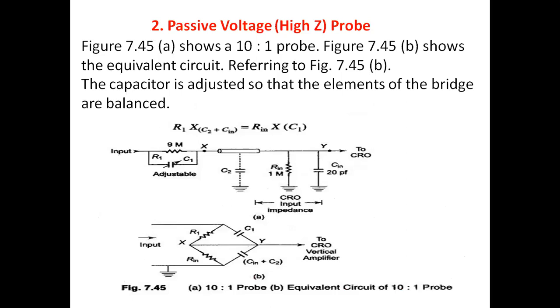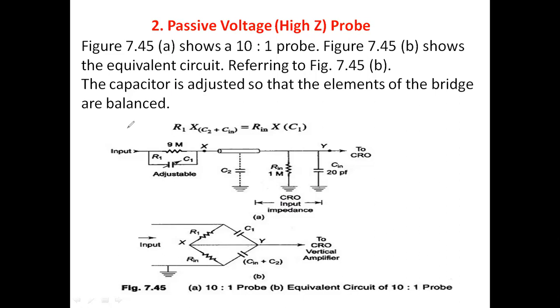Okay. So coming to the second one, that is the passive voltage probe or high impedance probe, the low capacitance or 10/1 probe. This is the construction of this probe. Okay, so here this is the input. This figure shows how we can obtain the high voltage probe. Okay, this is the input. Here we will apply the input.